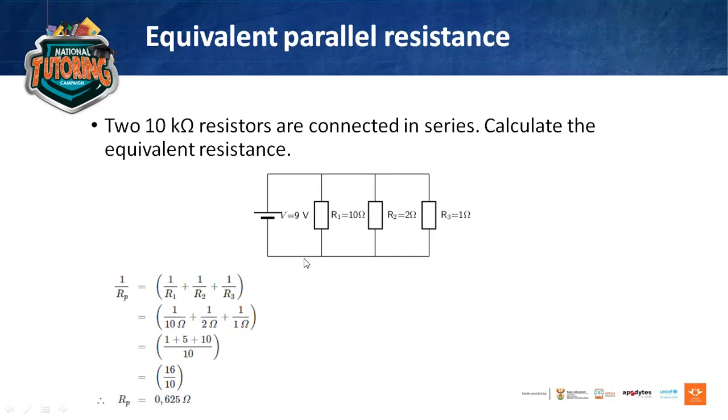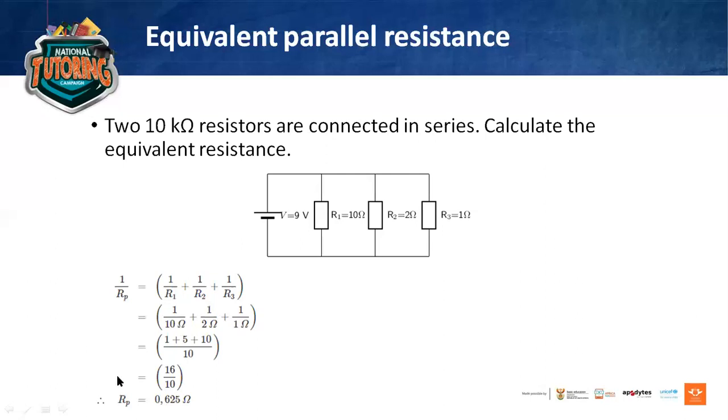Then you're going to substitute your R's as stipulated here. We've got 10, we've got 2, and we've got 1. So now we look for our lowest common denominator here, and it's going to be our 10. So we put a 1 there, because 1 times 10 is 10, and 2 times 10 divided by 2 is going to be 5, which is this one, and 1 times 10 is going to give us a 10, and this will give us our 1 over RP. Okay, so this is the answer for 1 over RP.